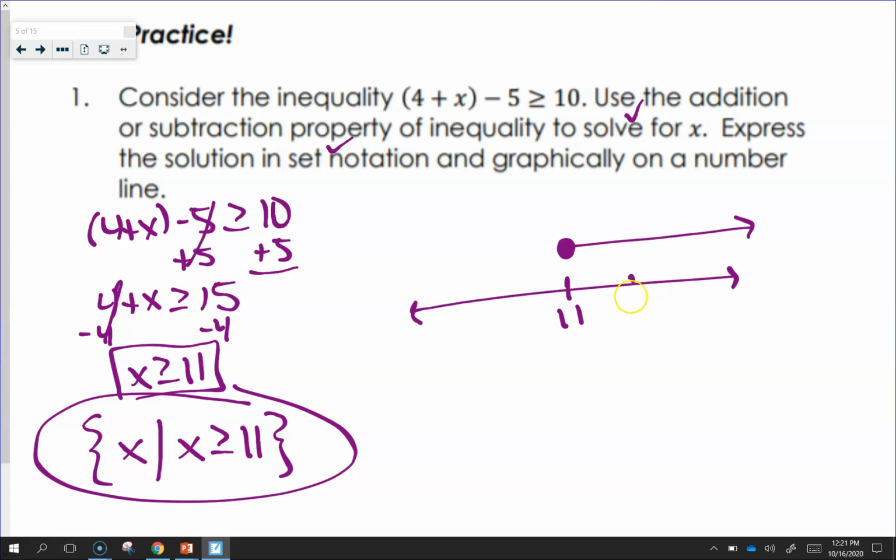Yep, because they're getting bigger, right? Over here, there's 12, there's 13. Those x's are getting bigger. On the other side, you have 10 and 9. So if you need to put a couple of numbers on each side, you're more than welcome to. I need to show where my x's are getting bigger, so that's the 11, 12, 13, and on. Okay? Questions for me? All right.